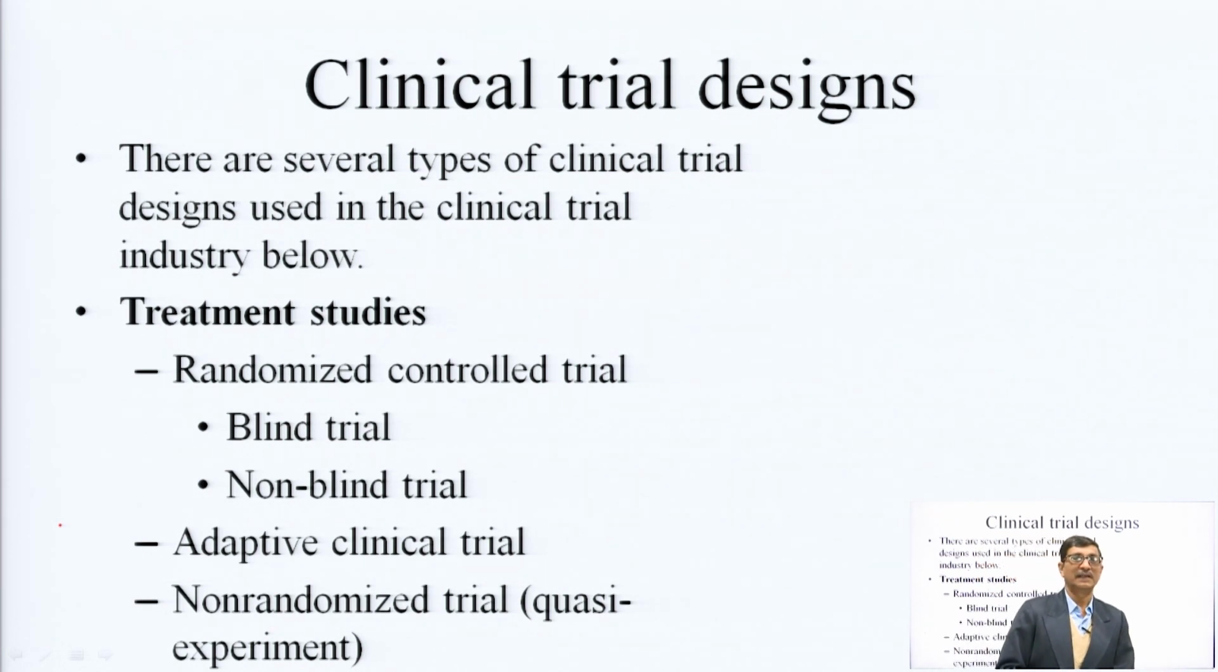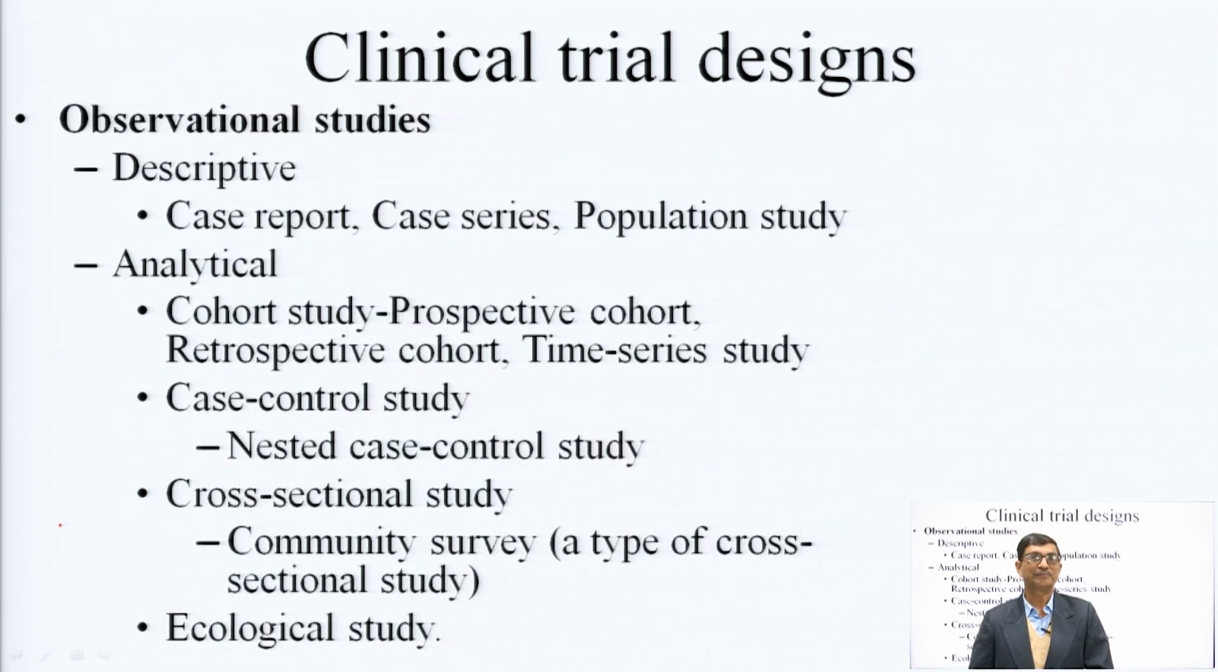In clinical trials, there are several types of clinical design used, illustrated below. First is treatment studies, in which we have randomized control trial, blind trial, non-blind trial, adaptive clinical trial and non-randomized trial like quasi experiment. So, there are different types of treatment studies.